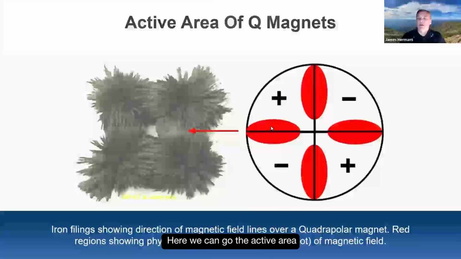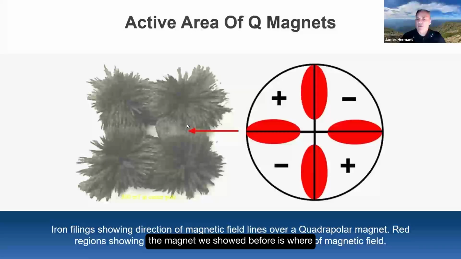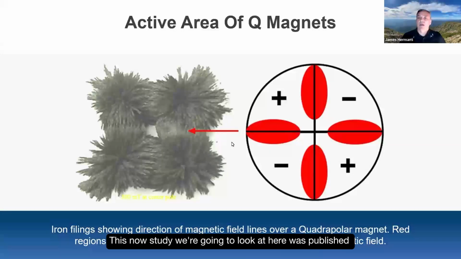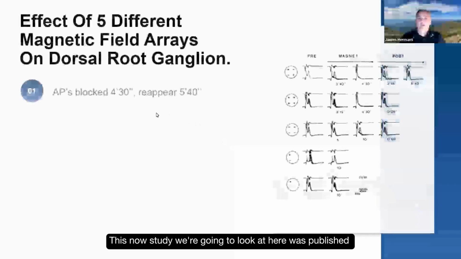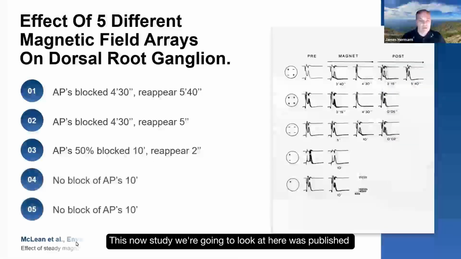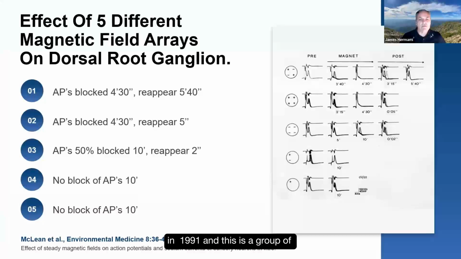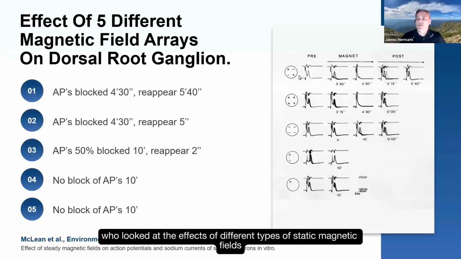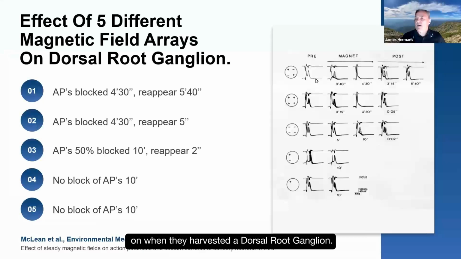So here we go, the active area of the magnet we showed before is where the field lines are running parallel with the surface of the magnet here, where the field gradient is strongest. And this study we're going to look at here was published in 1991. And this is a group of neurologists at Vanderbilt Medical University who looked at the effects of different types of static magnetic fields on when they harvested a dorsal root ganglion.